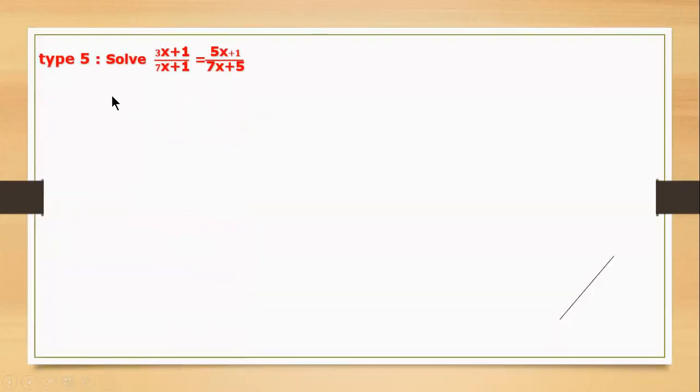So the type number 5 is: solve (3x plus 1) divided by (7x plus 1) is equal to (5x plus 1) divided by (7x plus 5). Now, if you see the question, this is not in the general form, isn't it? So we have to bring it to the general form, and then only we can solve the quadratic equation. Now, how to bring it to the general form? By using the cross multiplication method.